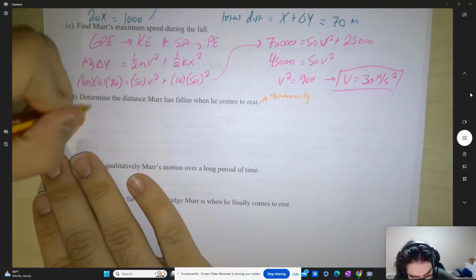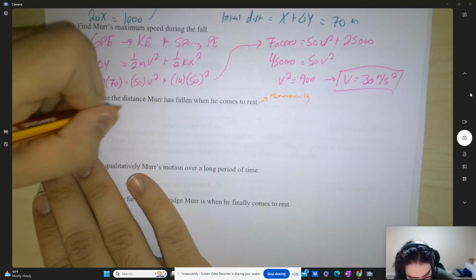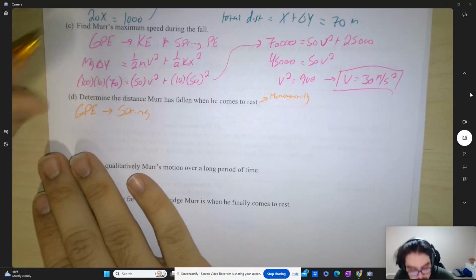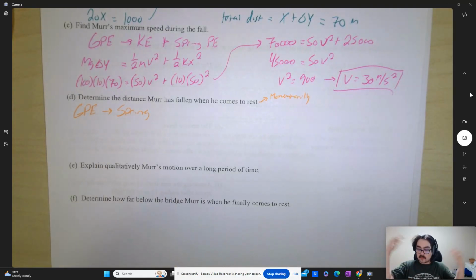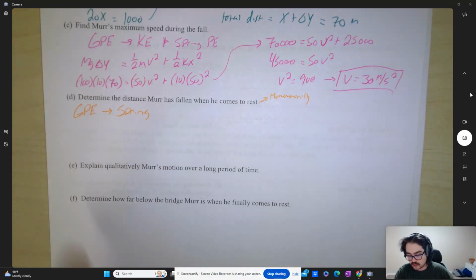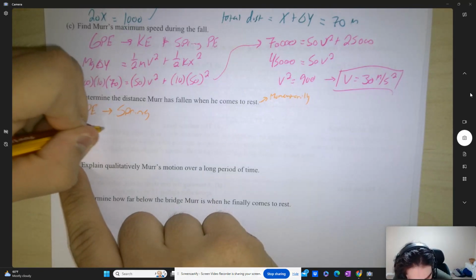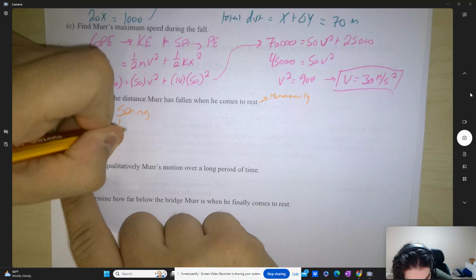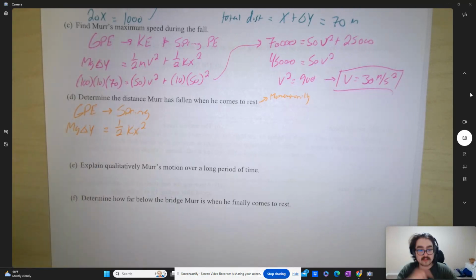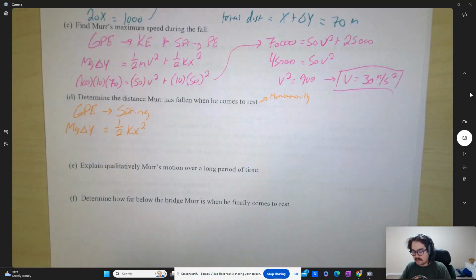Here we're talking about gravitational potential energy turning into spring energy, because at the bottom of the motion you're not moving, so all of it has to become spring potential energy. So mg delta y equals 1 half kx squared. Now you're like, this isn't that bad, right? It's not that bad.